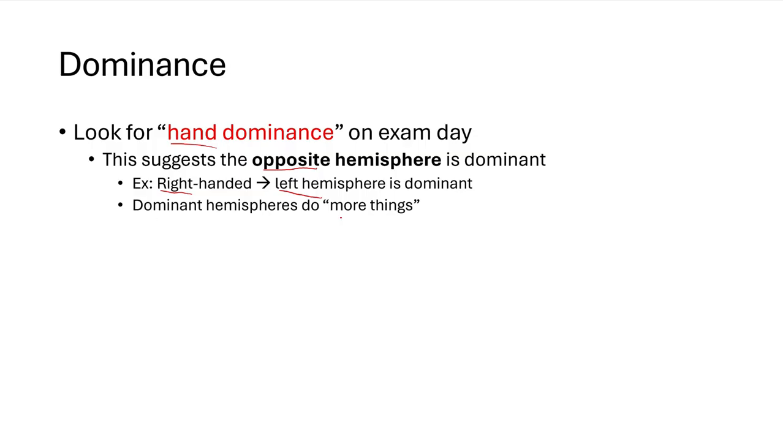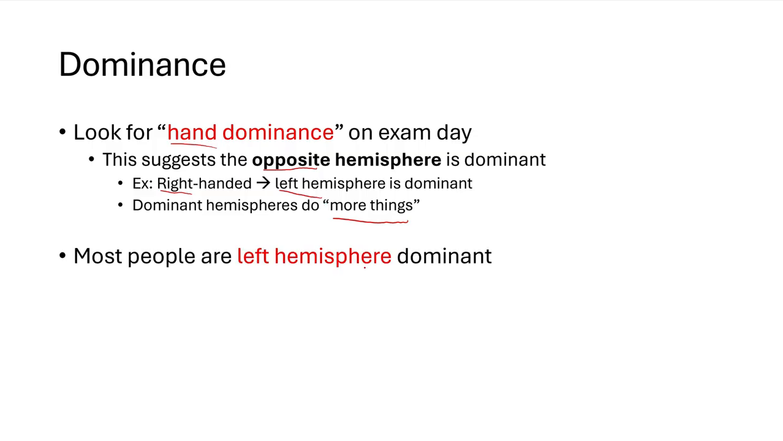Dominant hemisphere simply is where more things are done. It is important to understand this because usually the dominant area is important for finer touch as well as larger functions, such as Broca's area or Wernicke's area. Now, most people are left hemisphere dominant, aka they are right-handed.